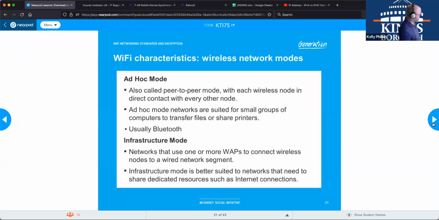However, for security reasons, if you're not using ad hoc mode, you need to make sure it is turned off, because people can connect through your computer in ad hoc mode and utilize your credentials in your internal networks. This is a form of attack that some hackers can use. So if you are not actively using it, make sure it is turned off.